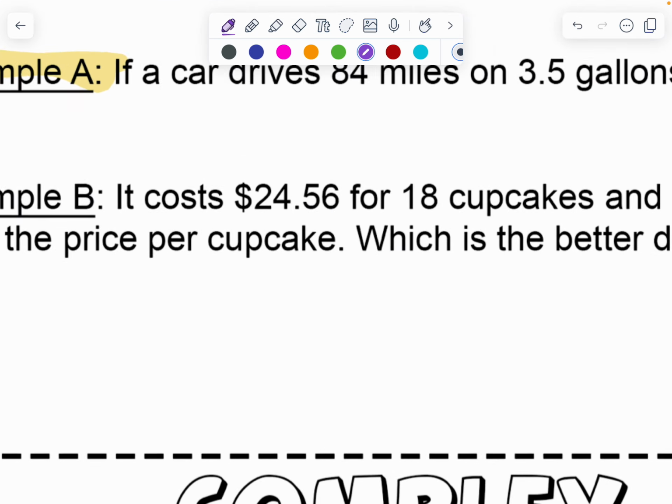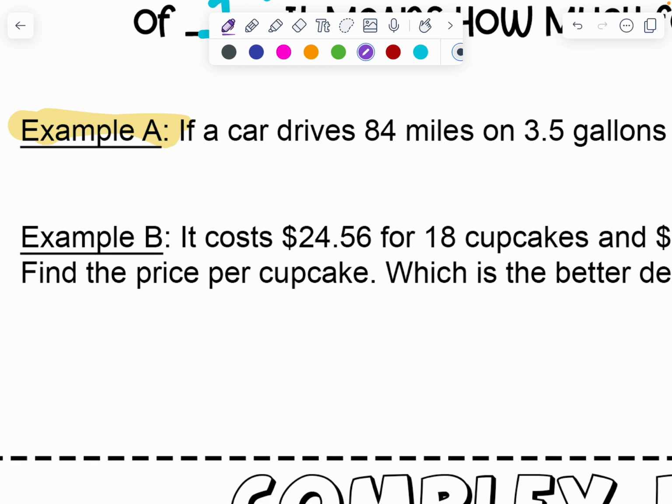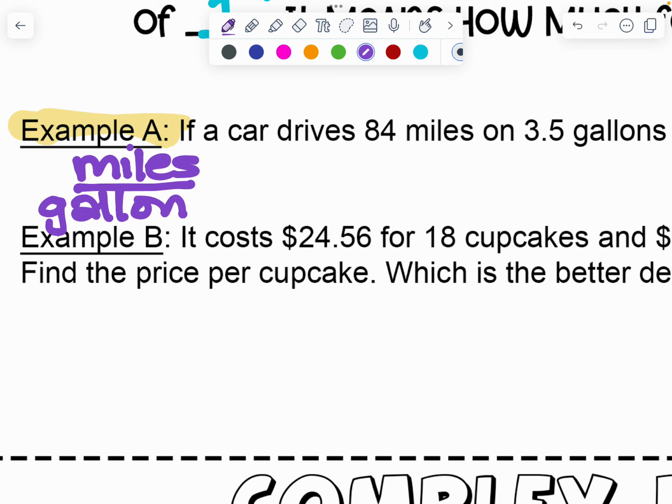So let's go back here. We're going to set up, do not leave this part off. It's very important. I'm going to be looking for it on all your work. Miles per gallon. And then they tell us we can drive 84 miles. See how organized that is? It's already right next to the label. And then gallons on the bottom would be 3.5. We want to get it down to 1 gallon. So this is what we need to solve for.